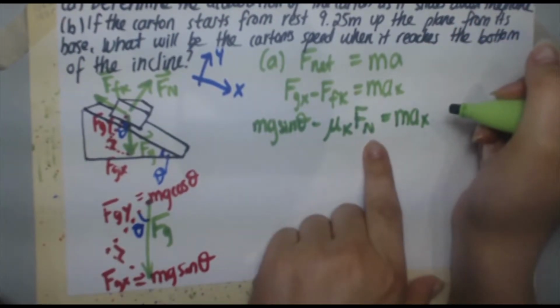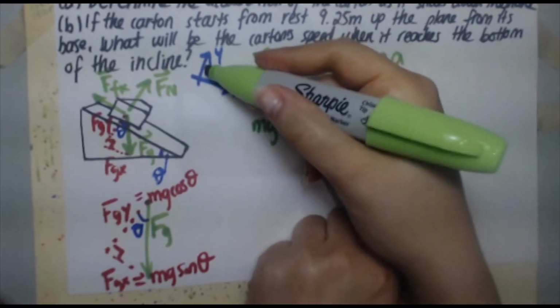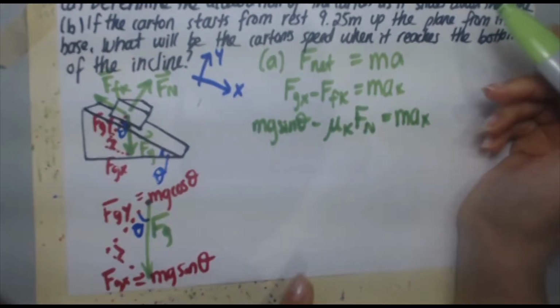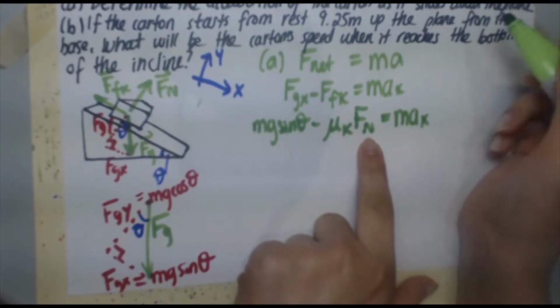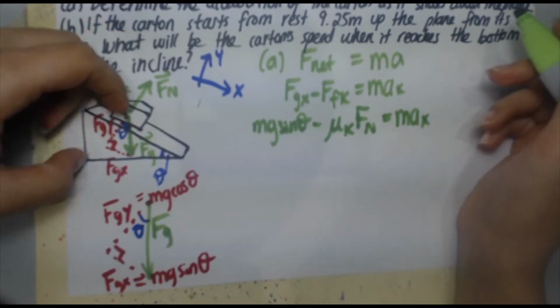Now, to determine F_n, you have to look at your vertical forces, right? And vertical in this case means in the y direction, right? So F_n, because in the y direction, the net force is 0, the carton's not accelerating up or down, right?